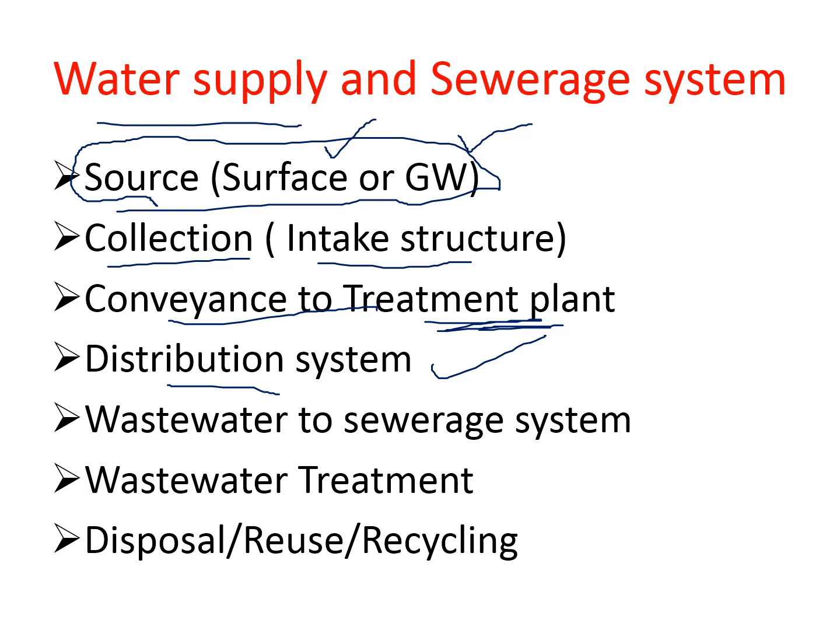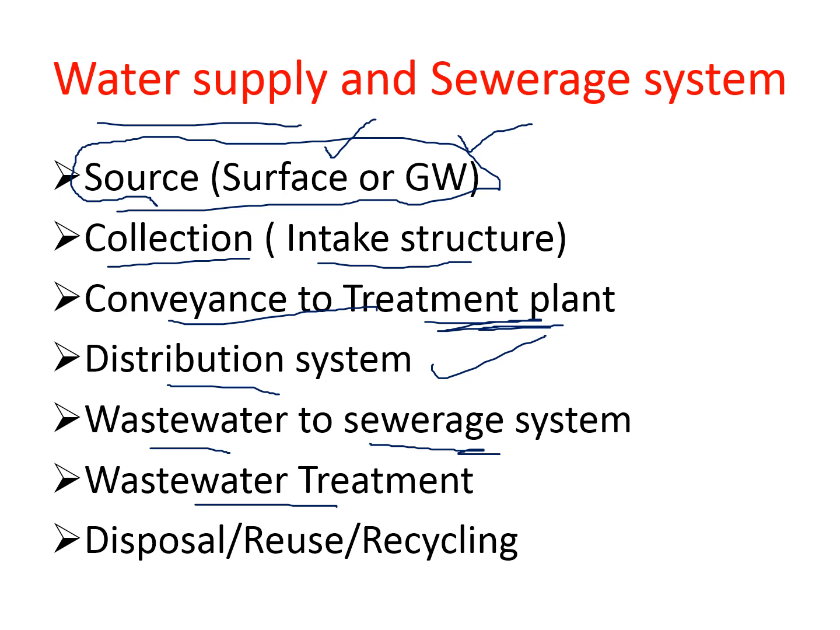Once it has reached your house, the water may result in wastewater, because we are using it for many purposes. And once it has become wastewater, it will be transferred to your sewer pipeline. So the whole system is called the sewerage system, that is the collection and transportation of wastewater, and that will transfer the water to the wastewater treatment plant.